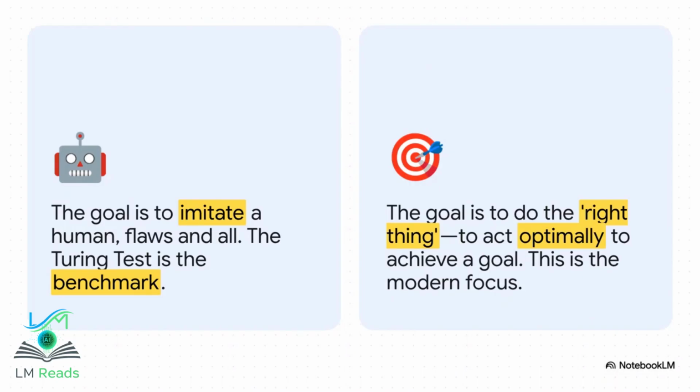But here's where the story gets really interesting. The goal of AI started to shift. It went from just acting humanly to something way more powerful, acting rationally. I mean, think about it. Why just imitate a person with all of our weird biases and mistakes? The real prize is to create something that does the right thing, an agent that acts optimally to get the best possible result. And that little shift from imitation to optimization, that is the one idea that truly defines modern AI.